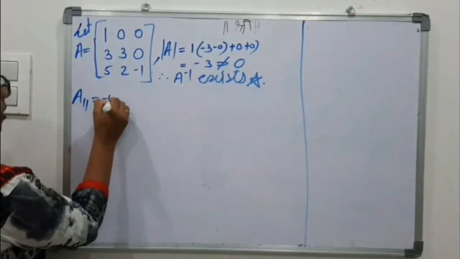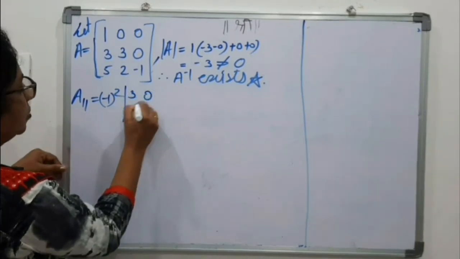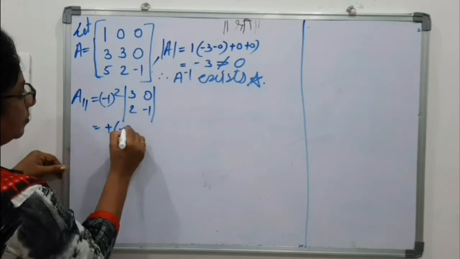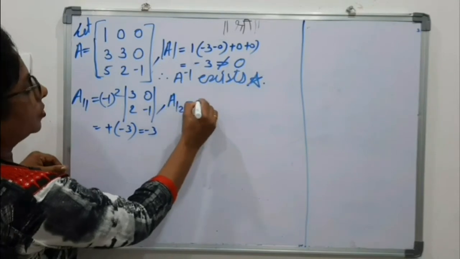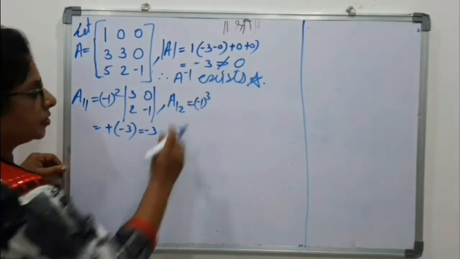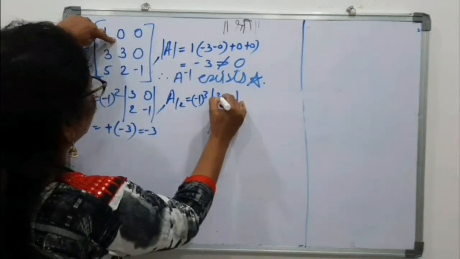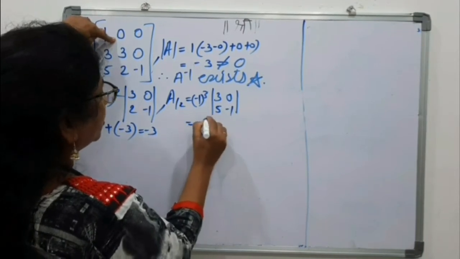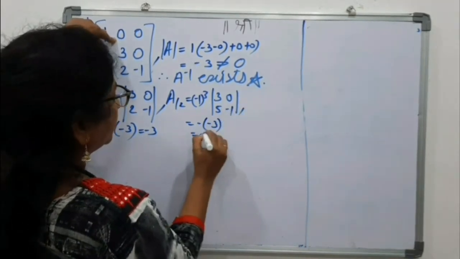So first cofactor is A11. Minus 1 to the power 2 in bracket 3, 0, 2, minus 1. So plus 1 in bracket minus 3, that is minus 3. Then A12, minus 1 to the power 3, in determinant hide this row and this column: 3, 0, 5, minus 1. So minus 1 in bracket minus 3, that is plus 3.